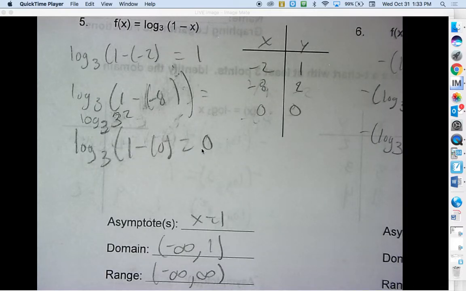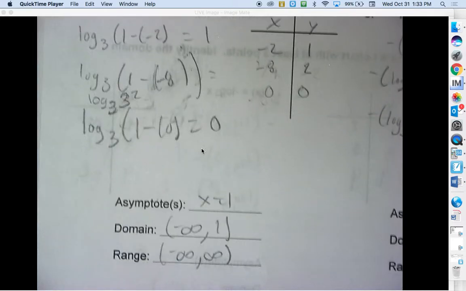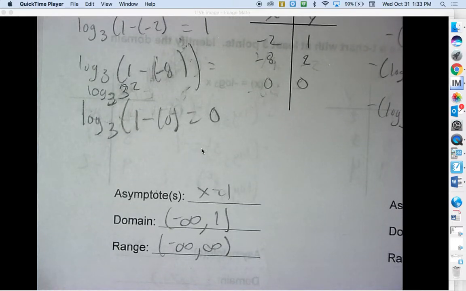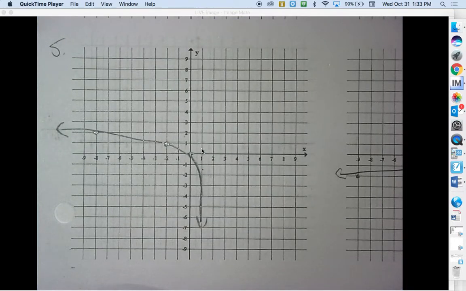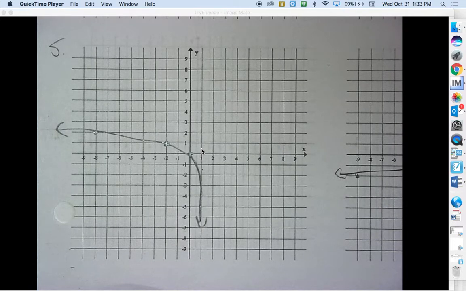And then I did the one where it was log base 3 of 1, and that was 0, so the common point was 0, 0. The asymptote is at x equals 1, the domain is negative infinity to 1, the range is negative infinity to positive infinity. That's the graph. Any questions for Kate?